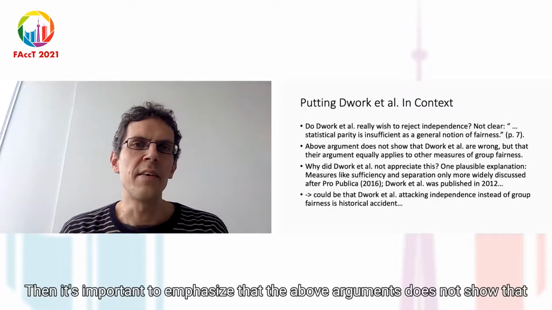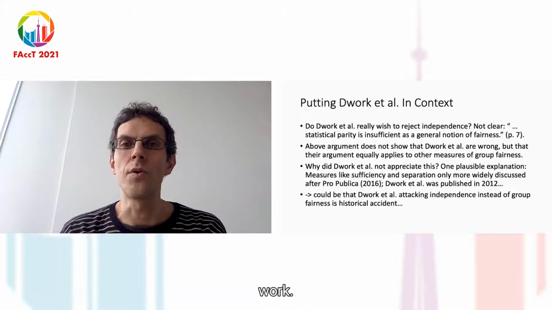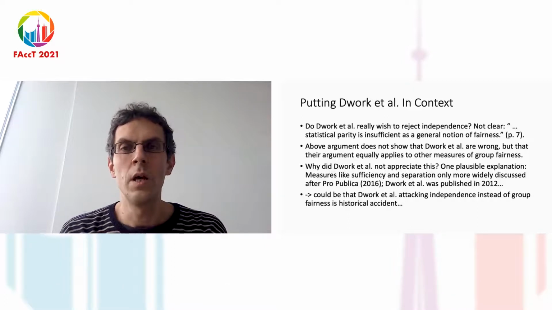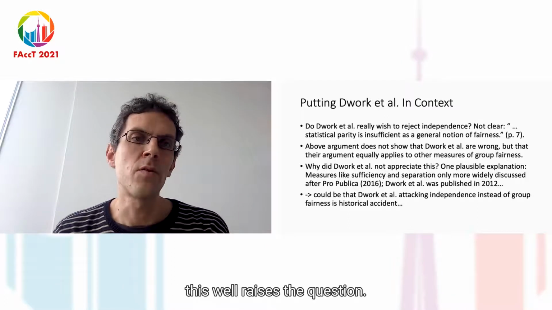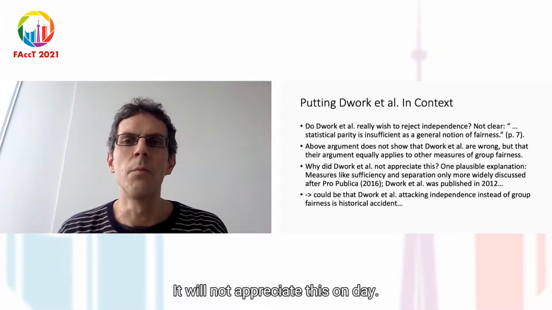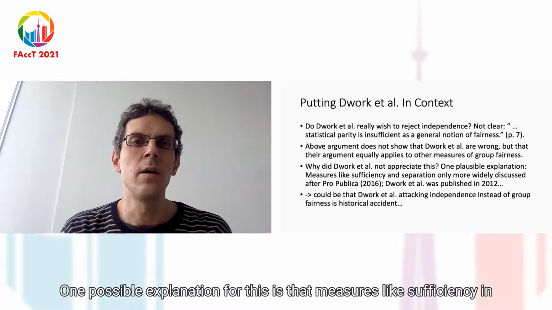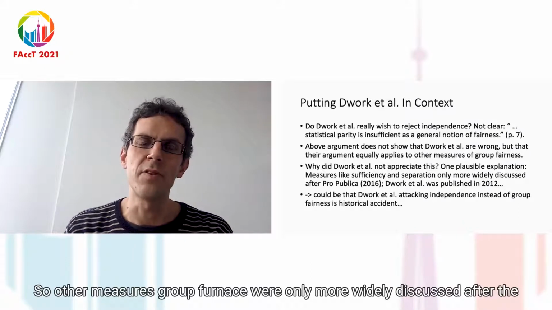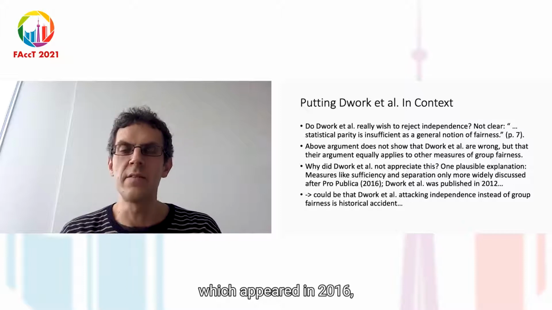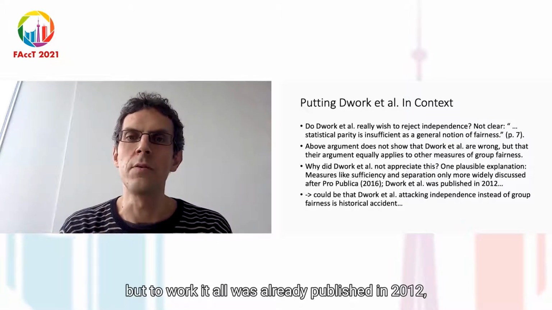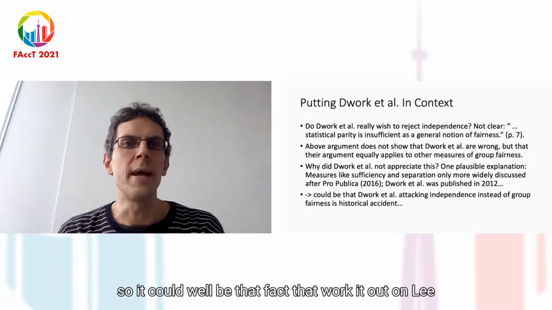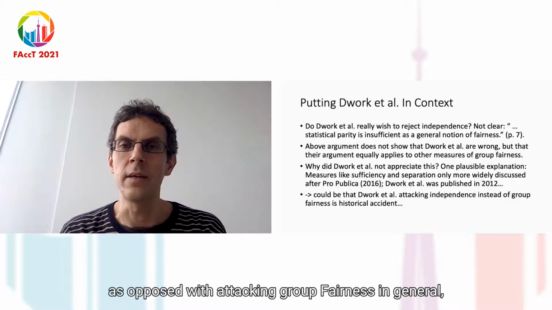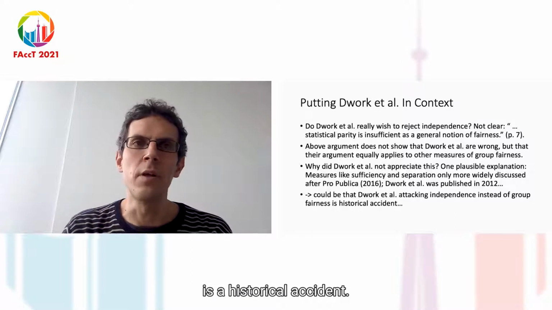Then it's important to emphasize that the above argument does not show that Dwork et al. are wrong, but that their argument equally applies to other measures of group fairness. And this raises the question, why did Dwork et al. not appreciate this? One plausible explanation is that measures like sufficiency and separation, so other measures of group fairness, were only more widely discussed after the ProPublica article, which appeared in 2016, but Dwork et al. was already published in 2012. So it could well be that the fact that Dwork et al. only attack independence, as opposed to attacking group fairness in general, is a historical accident.